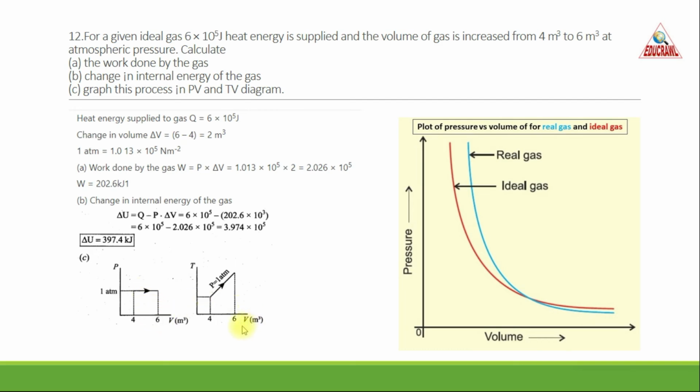Next we have to draw the VT diagram. Here pressure is constant at 1 atmosphere. So as the temperature is increasing, the volume is also increasing. So the graph is a straight line passing through the origin.